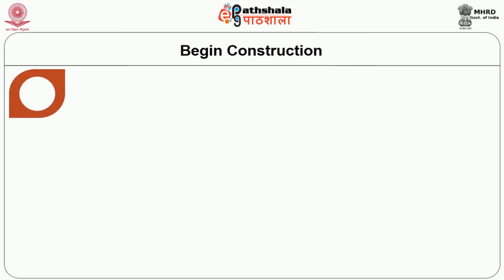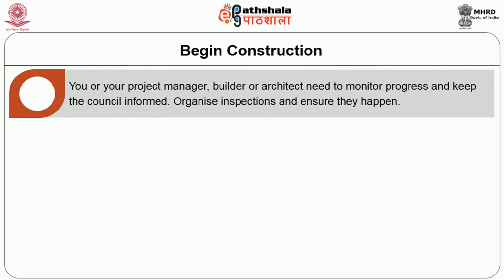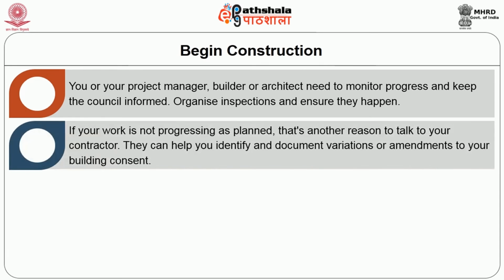You or your project manager, builder or architect need to monitor progress and keep the council informed. Organize inspections and ensure they happen. If your work is not progressing as planned, that's another reason to talk to your contractor. They can help you identify and document variations or amendments to your building consent.